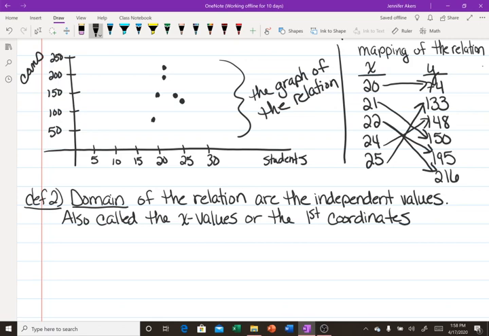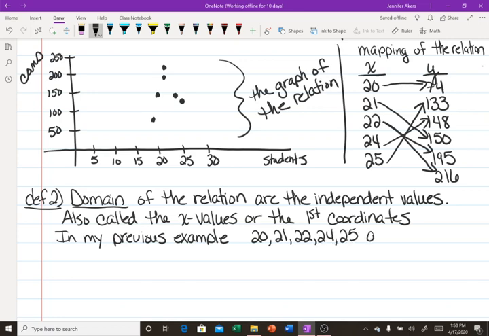So in my previous example, 20, 21, 22, 24, and 25 are the domain values.